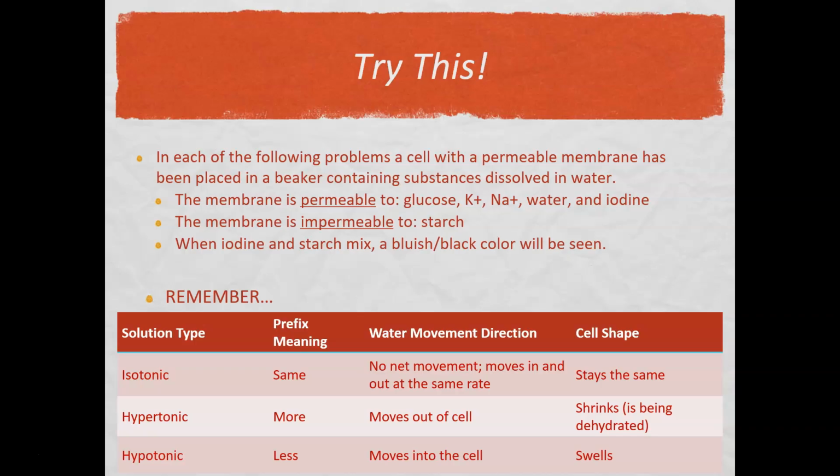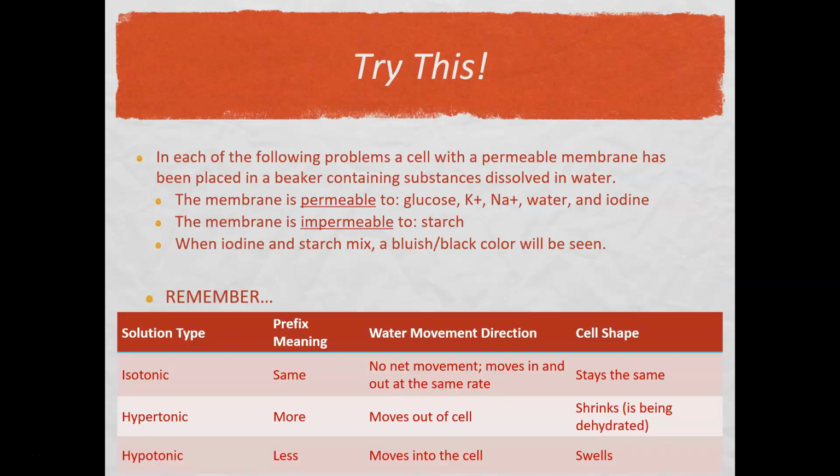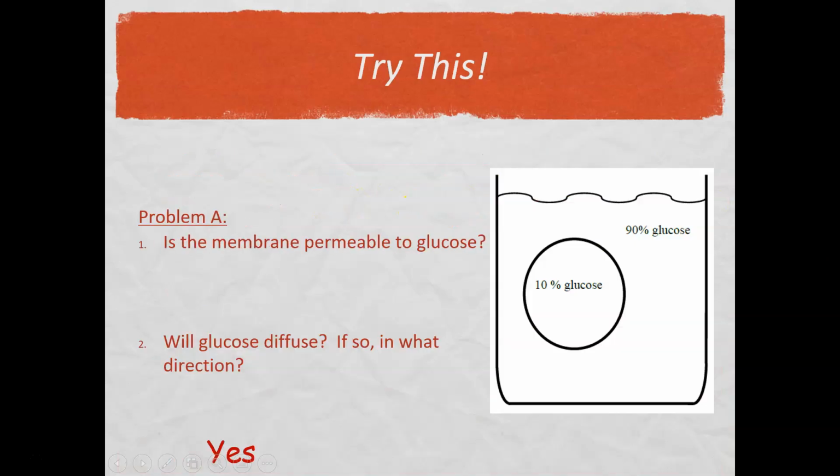All right, so let's try this. If I take a look at problem set A, the first thing we're looking at is this scenario. I've got 90% glucose outside of my beaker, 10% glucose inside. So if all I want to take into account right now is that glucose, the first question I want to ask myself is, is this particular membrane permeable to glucose? So go back to what this says. My membrane is permeable. There's glucose. It is permeable. So yes. All right, that membrane is permeable to glucose.